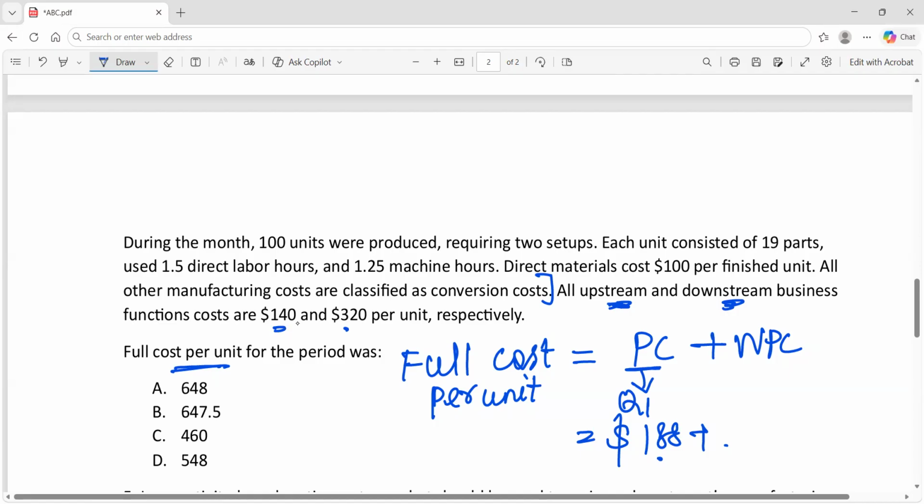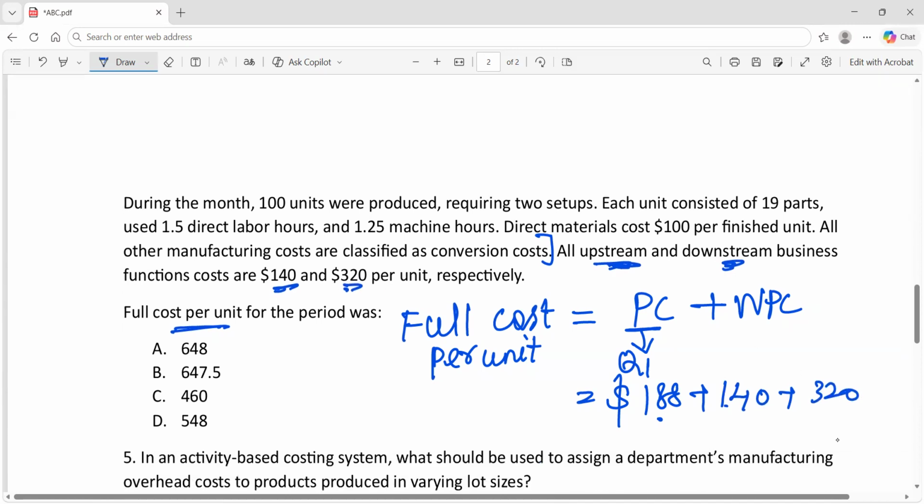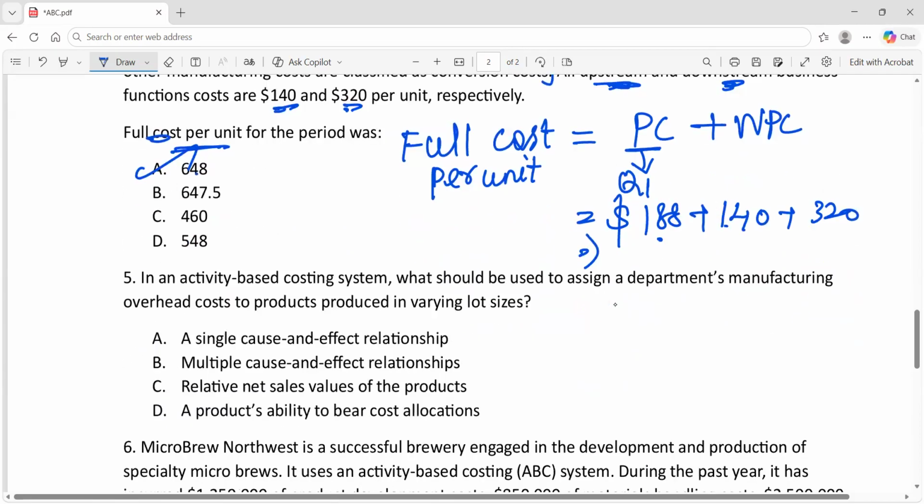So your non-production cost, your upstream cost, is 140 per unit. So that needs to be added. Plus downstream cost is 320 per unit. So that needs to be added. So in total we get 320 plus 140 plus 188. We get 648. So that makes option A the right answer. So that is the full cost per unit, that is your production cost as well as your non-production cost.